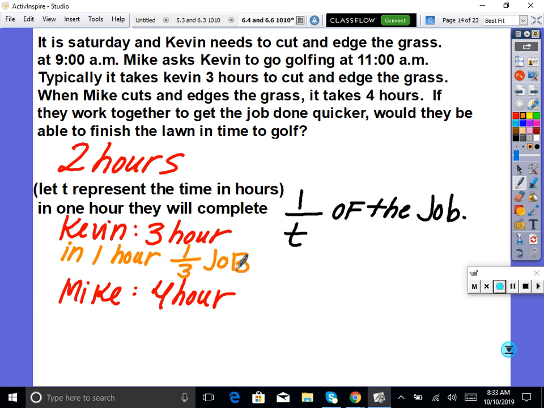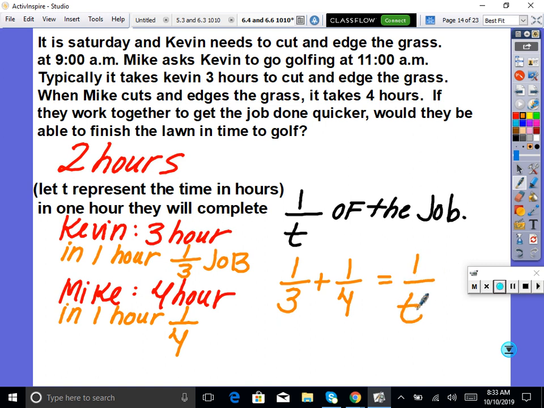All right, right here, in 1 hour, how much does Mike have? A fourth of the job done. So now let's go ahead and put them together. If we have a third of the job in an hour plus a fourth of the job in the hour, we want to know what will that equal. So that will equal 1 out of, we don't know how much time. You guys see how we set that up? We don't know how much time it's going to take when they do it together, but you get why I'm adding them, right?